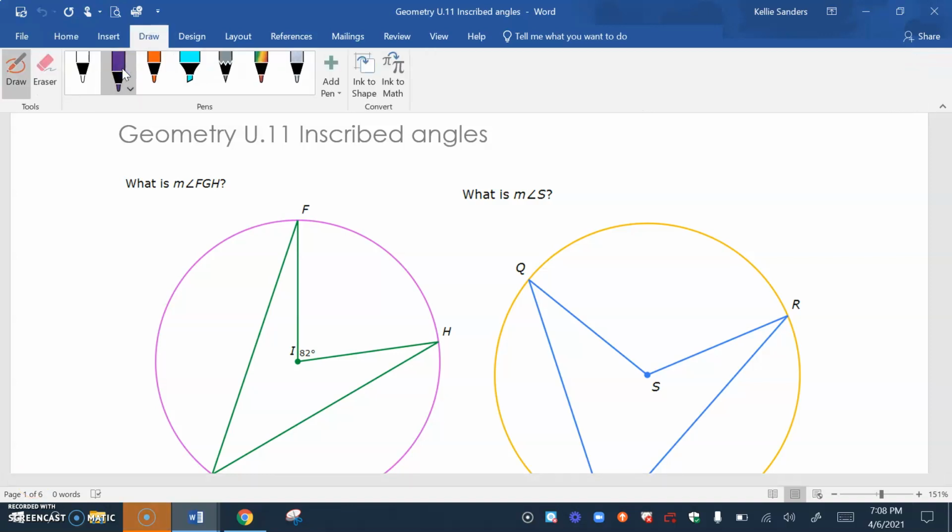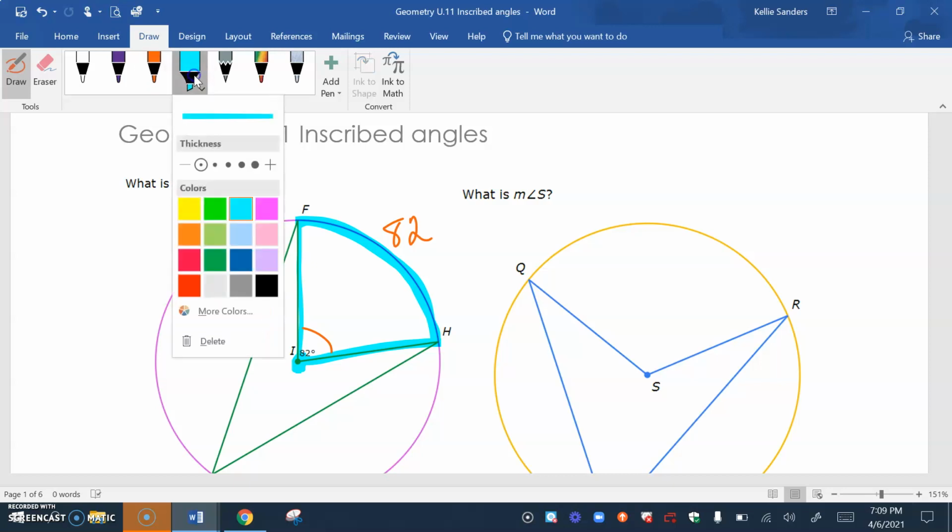U11 inscribed angles. Now we've talked about these angles. Does anybody remember what those are called? Those are called central angles because they come from the center. And when you have a central angle, do you remember anything about how big the arc is that results in that central angle? It's the same. Okay?